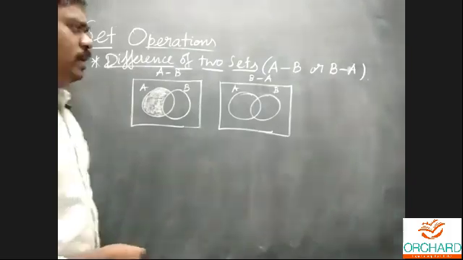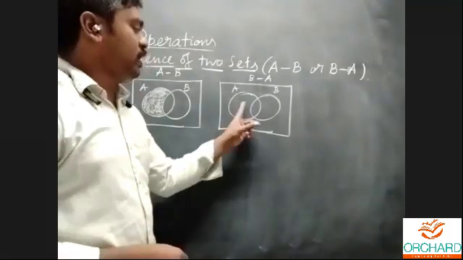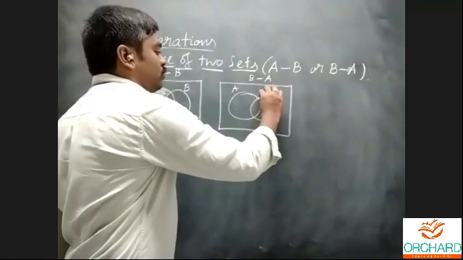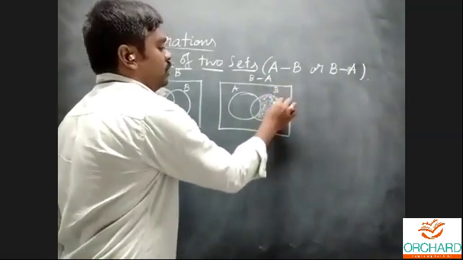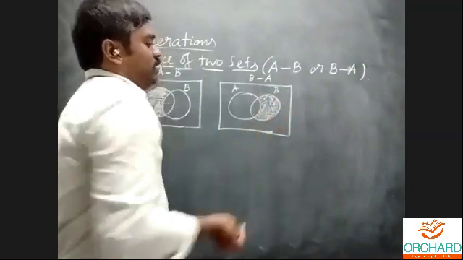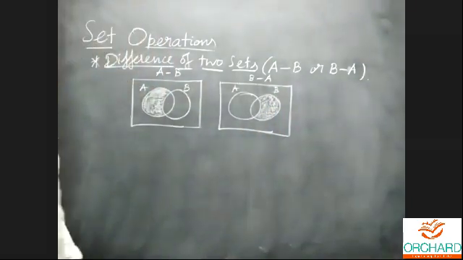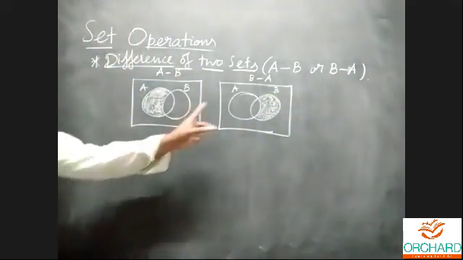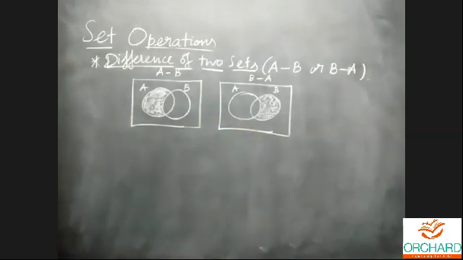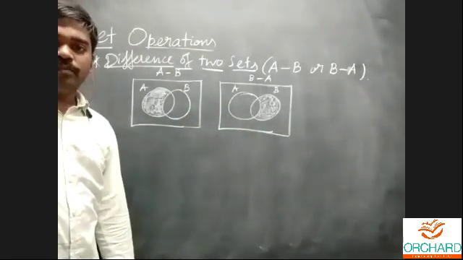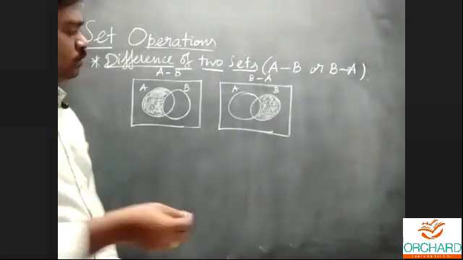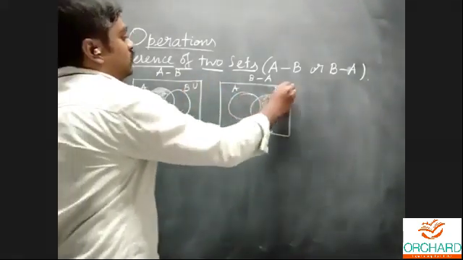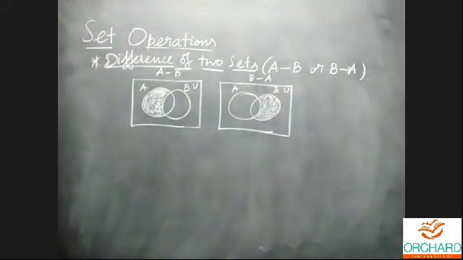B difference A: now completely remove set A from B. Completely remove without shading A, you can shade the remaining portion of B. Completely remove the elements of A from B. This is the difference between the sets A and B, and this is the difference between the sets B and A. This is the universal set.